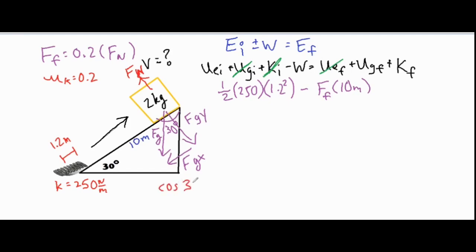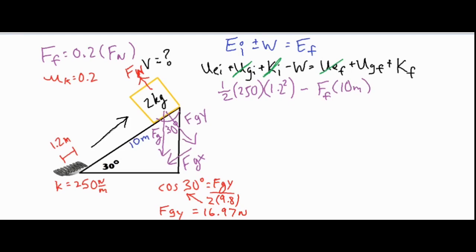So the cosine of 30 degrees equals Fgy divided by Fg, and Fg is mg, mass of 2 times 9.8. So we're going to multiply both sides by 2 times 9.8, which is 19.6, which is basically cross multiplying that over. And then our Fgy comes out to 16.97 newtons.